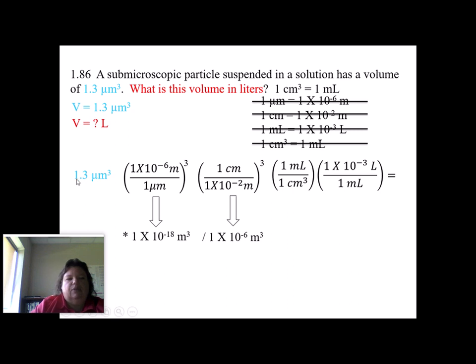So I would enter this as being 1.3 times parentheses 1 EE, or times 10, whichever button you have, minus 6, close parentheses, caret 3, divided by parentheses 1 EE, or times 10, whichever button, minus 2, close parentheses, caret 3. The 1 doesn't matter, so I don't enter it, times 1 double E minus 3. And when I put that into my calculator, I get 1.3 times 10 to the minus 15th liters. So you need to do this calculation and make sure that you get that value before you go on.